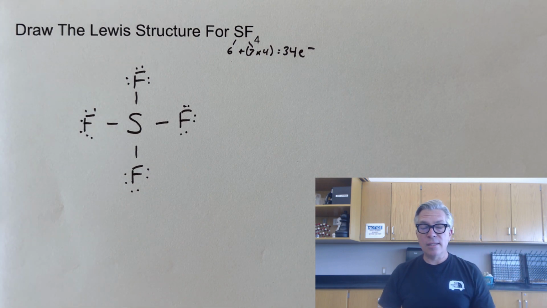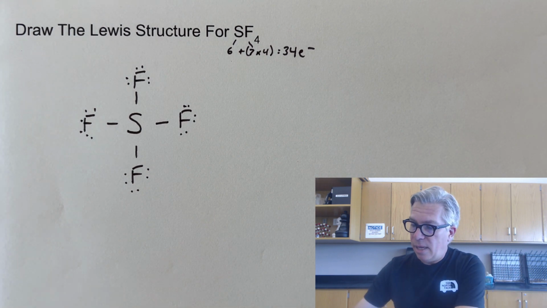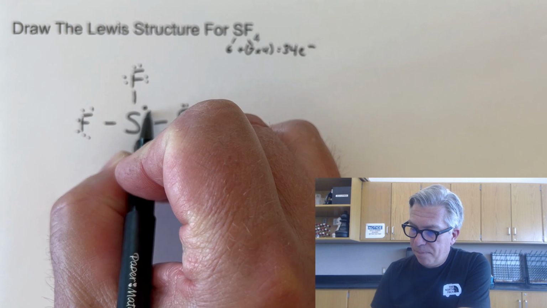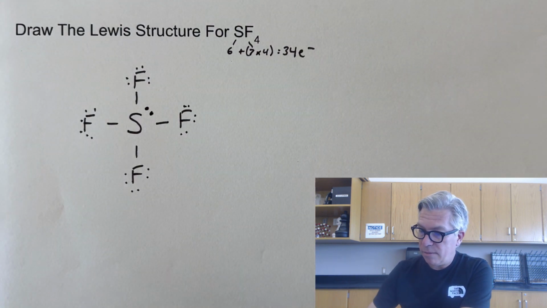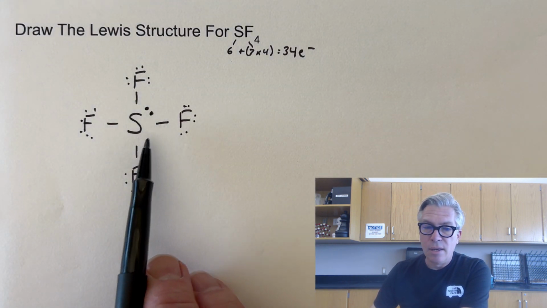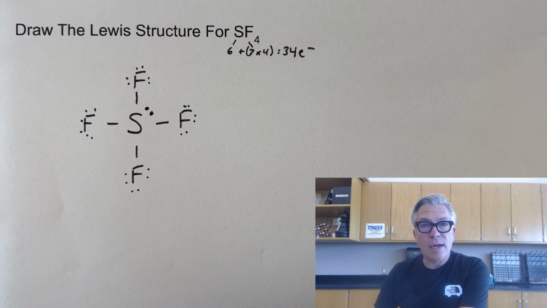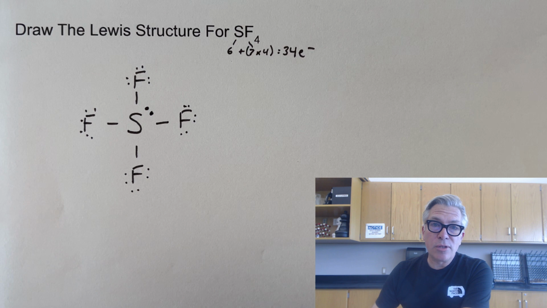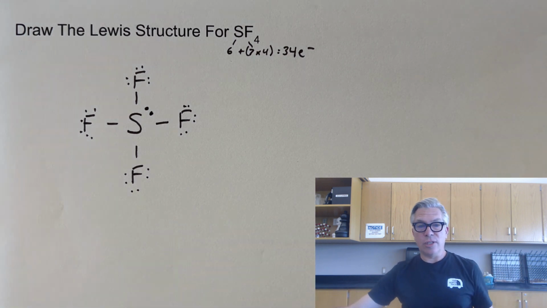Well, I don't have to guess. My rules simply tell me that even if it ends up with more than an octet, the sulfur gets them, the center atom gets them. So 2, 4, 6, 8, 10 around the sulfur, and that's okay. The octet rule is more of a suggestion than it is a rule. It's true most of the time, but sometimes the central atom takes one for the team and says, I'll take those extra electrons and keep track of them for us.